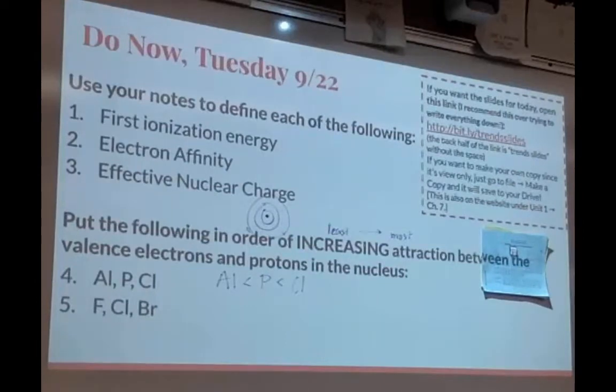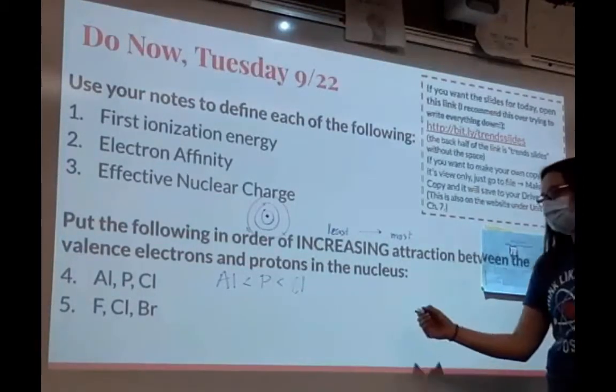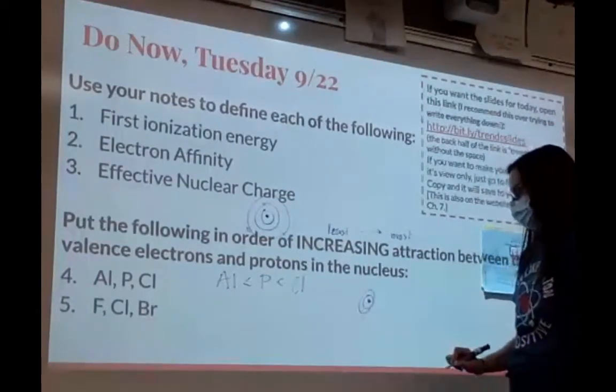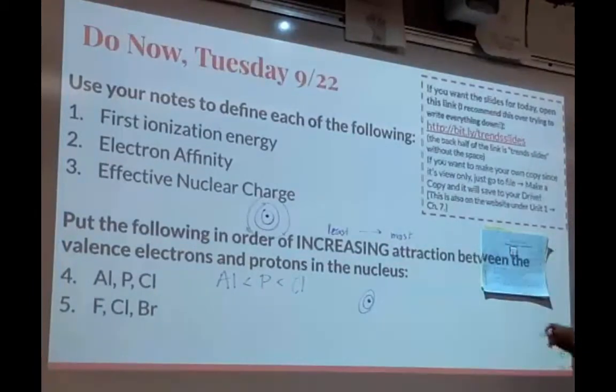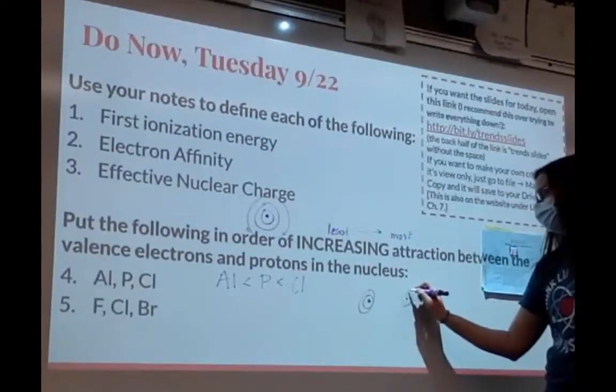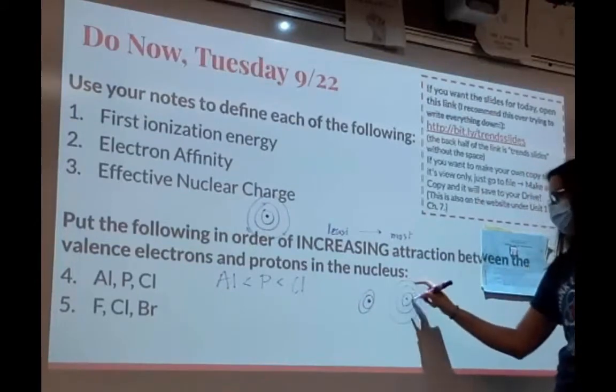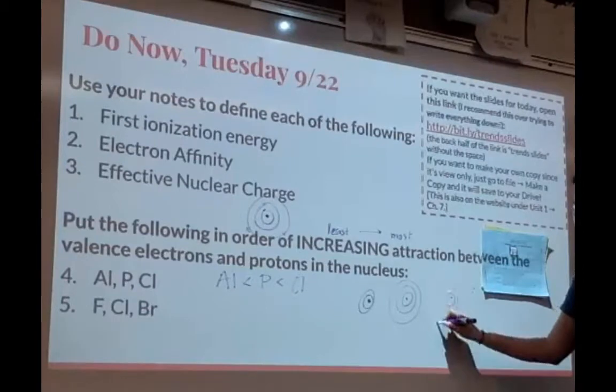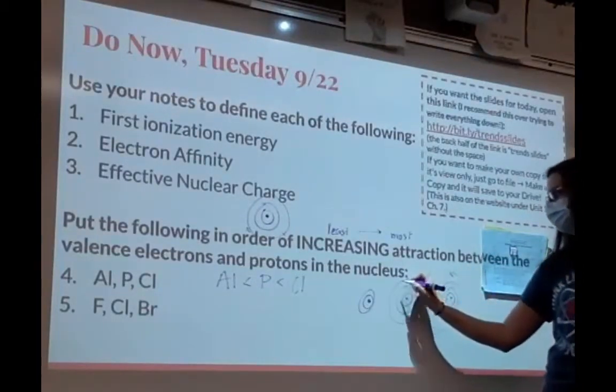Then number 5, we have fluorine, chlorine, and bromine. So those are all halogens. They're all in group 7A or 17. In this case, our valence electrons are in different energy levels. So fluorine, it's in, oh, that should be a circle, it's in N equals 2. Chlorine, it's in N equals 3. And bromine is in N equals 4.